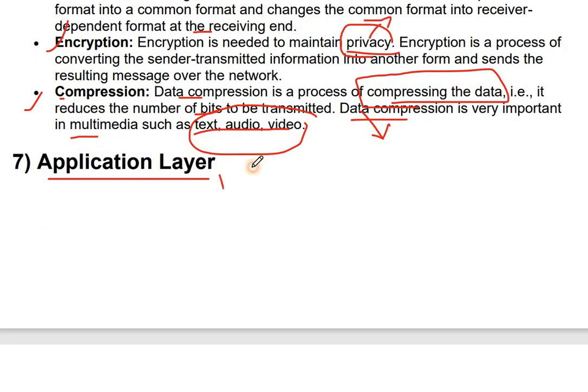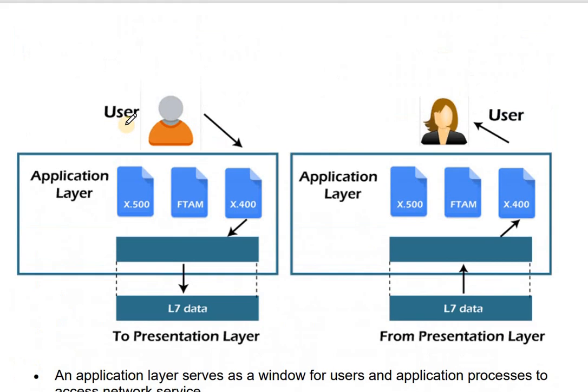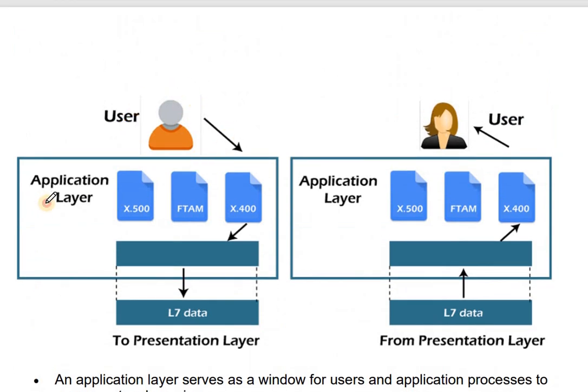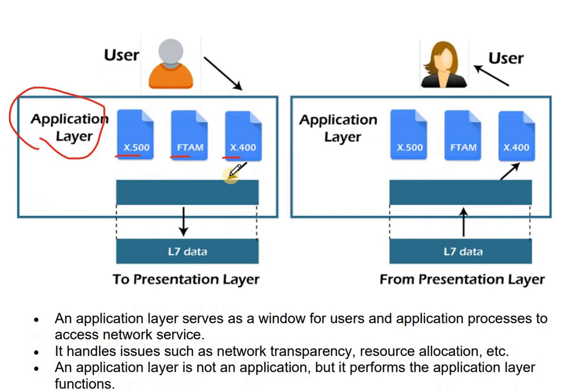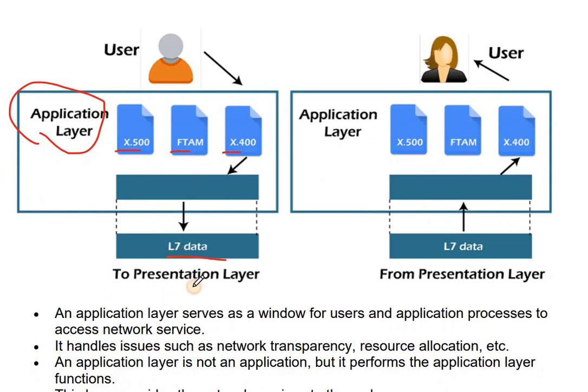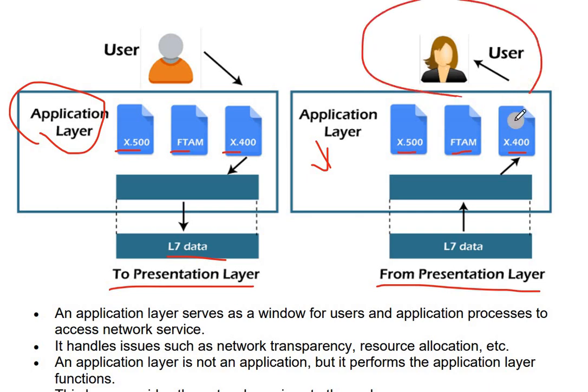Now come to the application layer, the last layer, the seventh layer. Here you can see the user is interacting with the application layer. This is the sender, and you can see X.500, FTAM, X.400, and then it sends the data to the presentation layer. Then from the presentation layer, data comes to the application layer, goes through X.500, FTAM, X.400, and from here the user receives the data. So the user is interacting with this application layer.